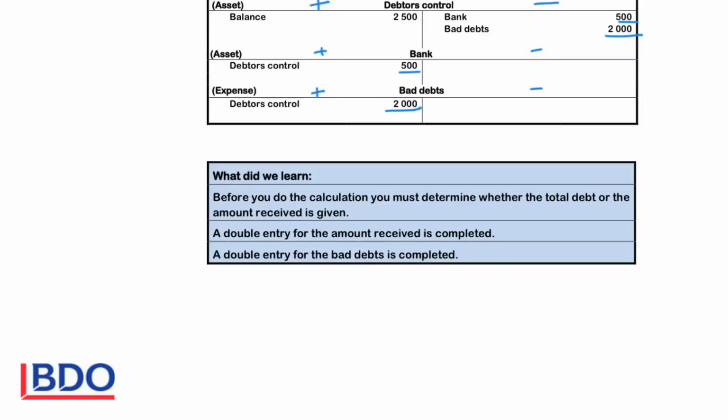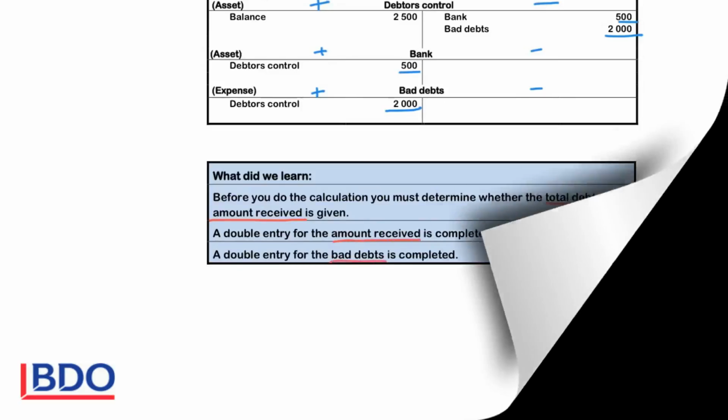Before you do the calculation, you must always determine whether they give you the total debt or whether they give you the amount received to ensure that you use the correct calculation. A double entry must be completed for the amount received, and a double entry must be completed for the bad debts written off.